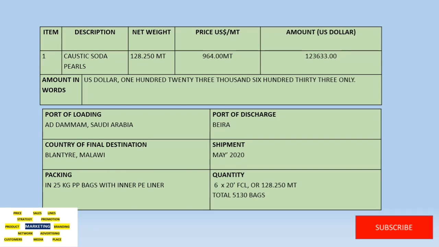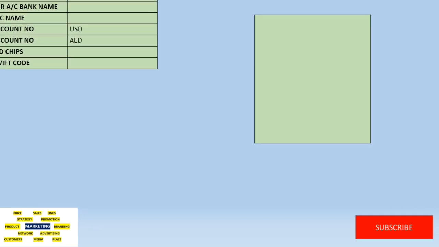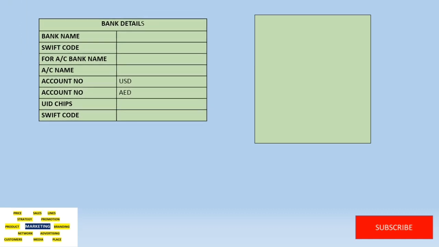Packing: the invoice also mentions packing. Packing in 25 kg PP bags with inner PE liner. Quantity 6 x 20 FCL means 6 containers of 20 feet, or 128.250 metric tons. So in the shipment there are 6 containers in total, with total net weight 128.250 metric tons and total bags of 5130.